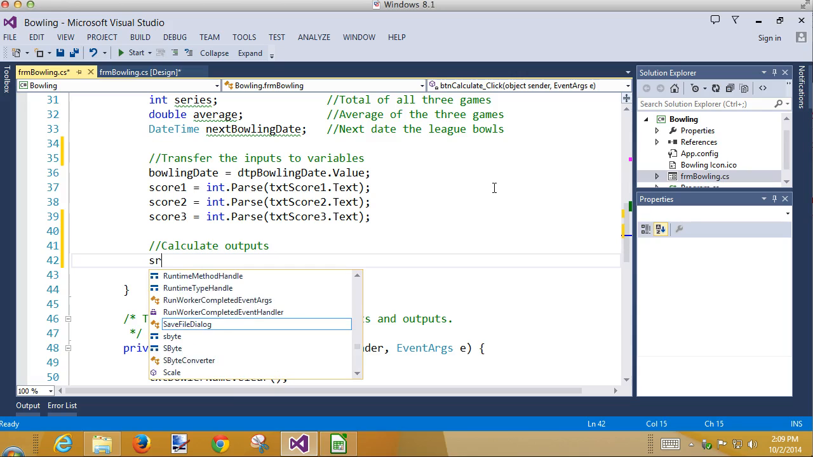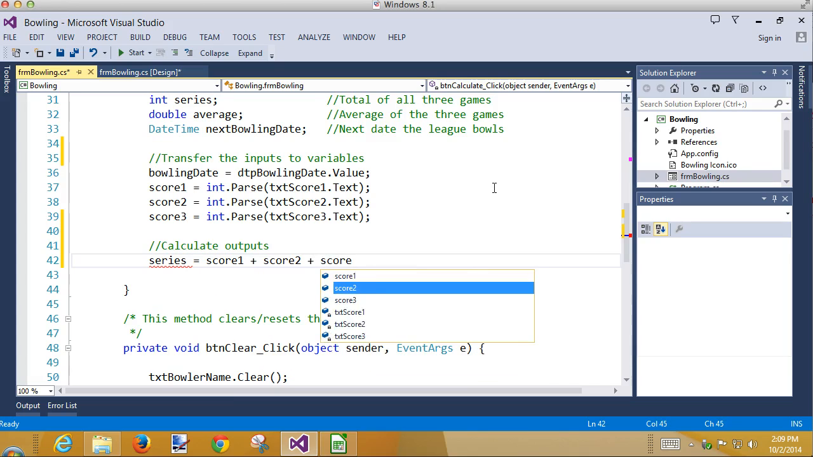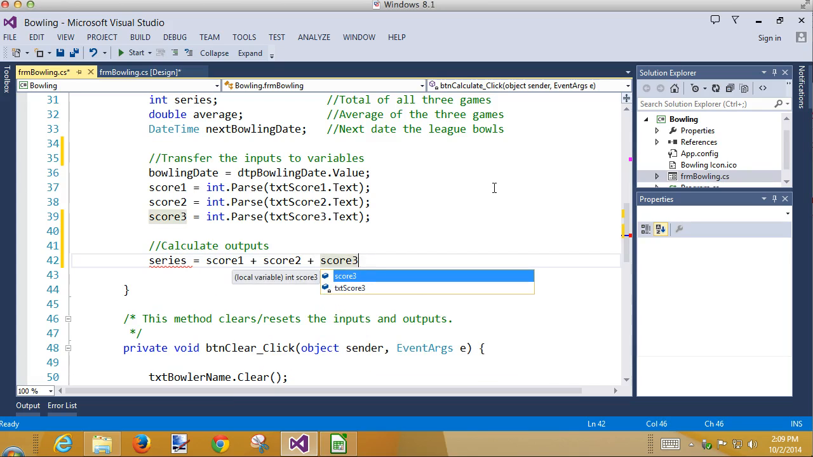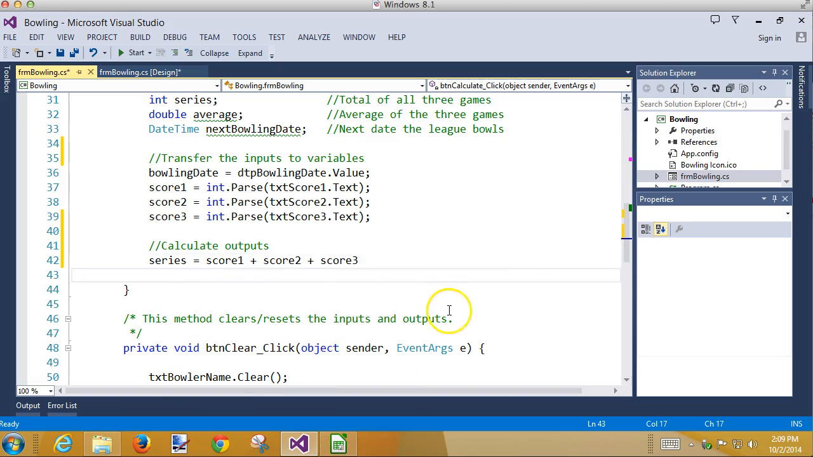According to my design, we're going to calculate the series. And that's equal to score 1 plus score 2 plus score 3. Can't be that easy. Looks like it. Really? What language am I in? Oh, there it is. Semicolon.